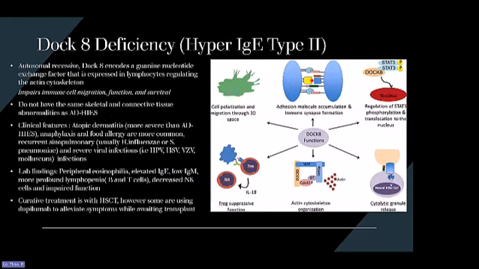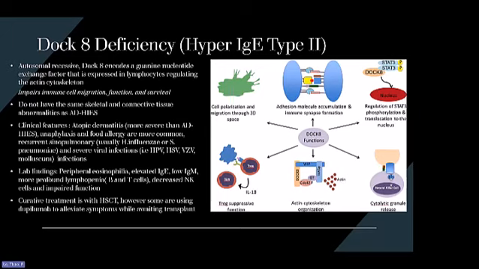The next one is hyper IgE type 2, or DOCK8 deficiency. Compared to the other, this is an autosomal recessive disorder. DOCK8 is a guanine nucleotide exchange factor that's expressed in lymphocytes, regulating the actin cytoskeleton. As you can see here, it serves a lot of different functions and is integral for cell migration, function, and survival of lymphocytes.